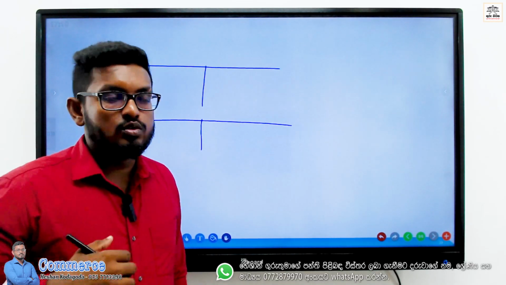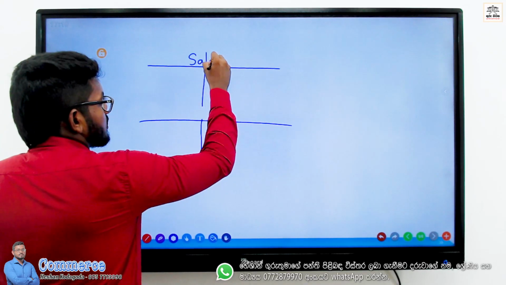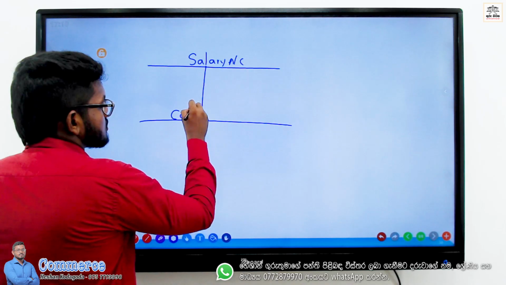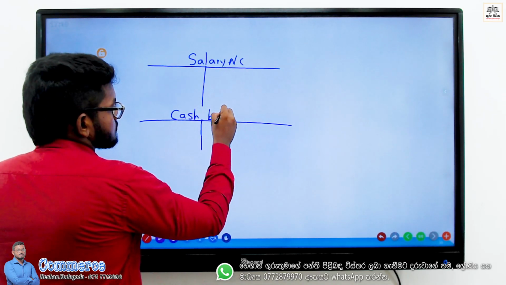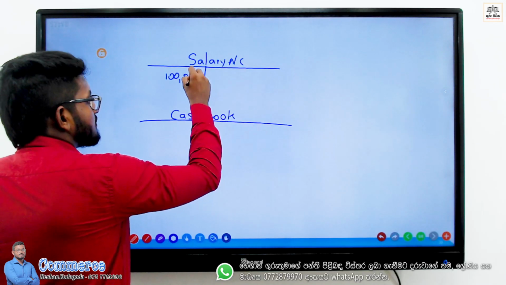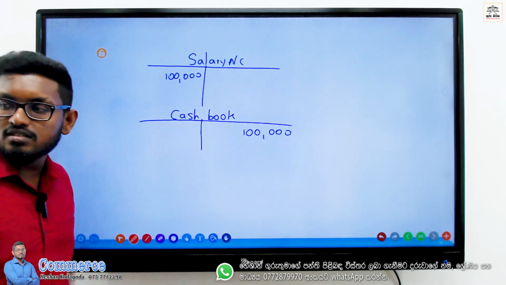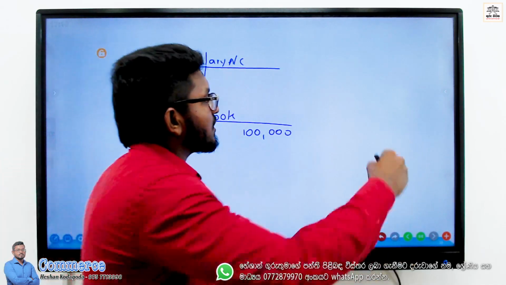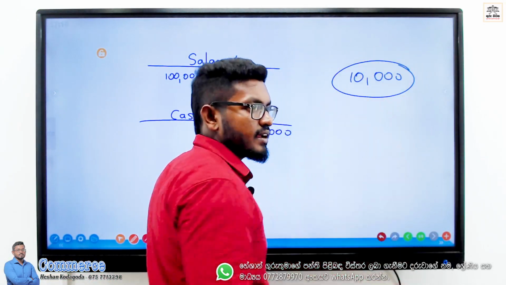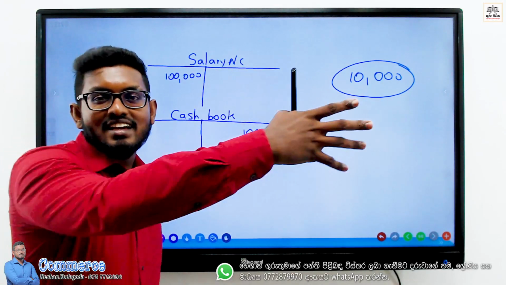Now when Devangi records, she should debit the salary account, and credit the cash book. Right? She debited the salary account 100,000, putting an extra zero in her hurry. Let me clarify: the actual transaction value is 10,000. Can you hear me guys? Are you there? Right? Okay. In the rush to go home she added an extra zero and went home.